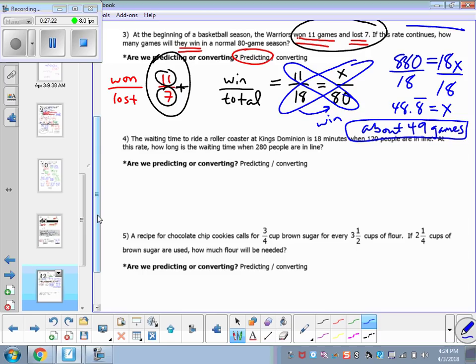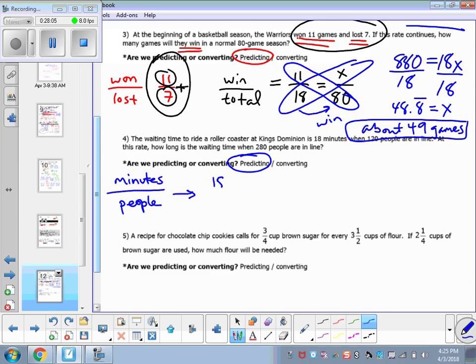the lunch line. So here at King's Dominion, the waiting time for a roller coaster is 18 minutes if 120 people are in line. At this rate, how long is the waiting time going to be if 280 people are in line? So are we predicting or converting? We're still predicting here. Converting pretty much only goes with units of measurement or currencies around the world. So okay, we're predicting. What are we comparing here? We're comparing the number of minutes that have gone by to the number of people that are in line. All right, cool. So minutes in the numerator, people in the denominator.